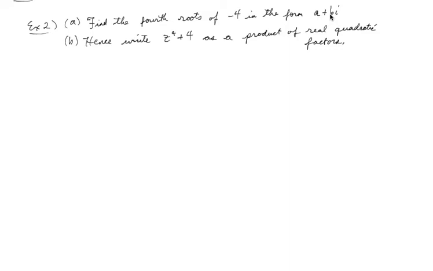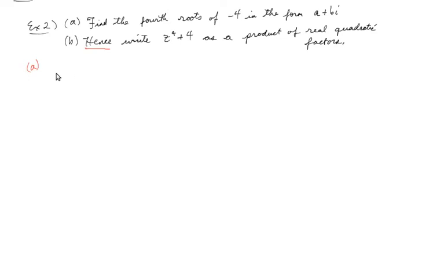Okay, and then for part B it says, hence, using our results from A, write z to the fourth plus 4 as a product of real quadratic factors. So please be mindful of the word hence here. Hence means use the previous results to solve a problem or use it for the next question. All right, so let's look at part A here.